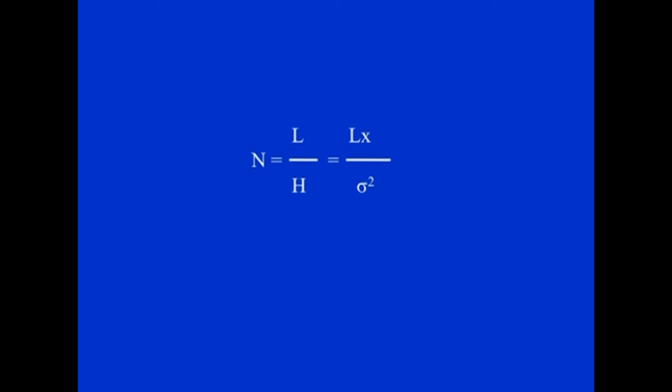Now, if you remember the previous equation, h was sigma square upon x. That could be substituted here in place of h, and what you get is n equals L x upon sigma square. Now, if L equals x, that could be L square upon sigma square.